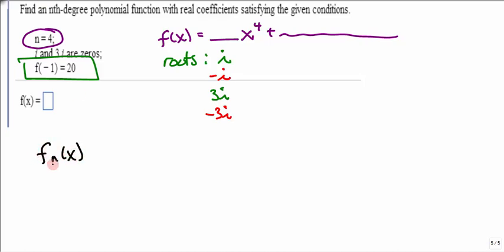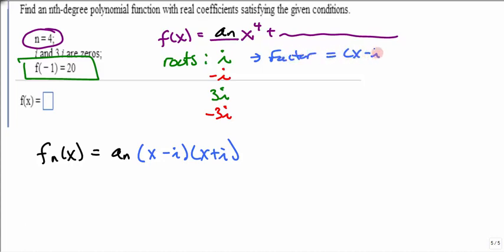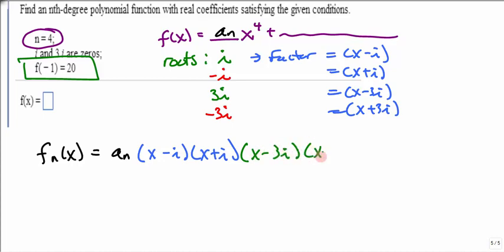Now this n just means my nth degree polynomial. And this a sub n is this coefficient. I don't know what it is yet. However, I do know my factors are x minus i and x plus i. And again, if these are my roots, then the factors are x minus i, x plus i, because they're always opposites. x minus 3i, x plus 3i. So I have x minus i, x plus i, x minus 3i, x plus 3i.